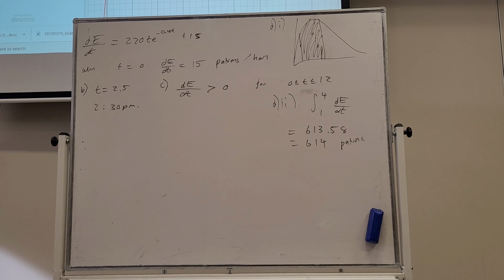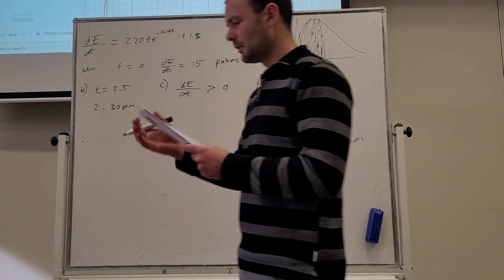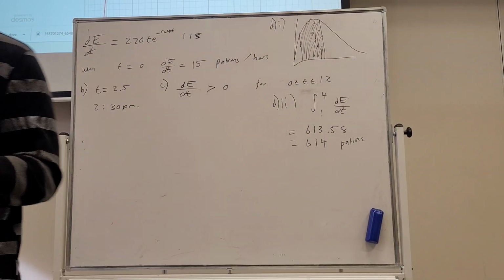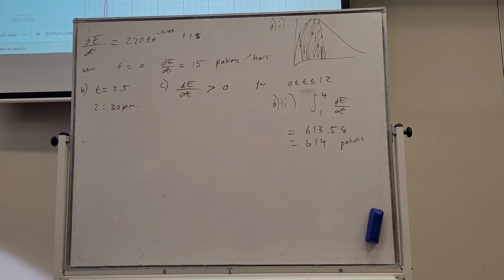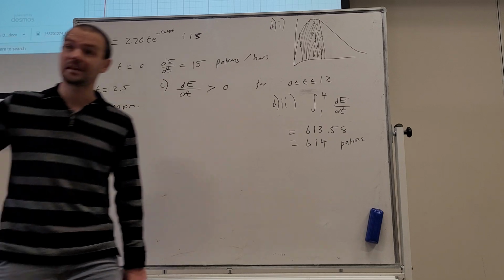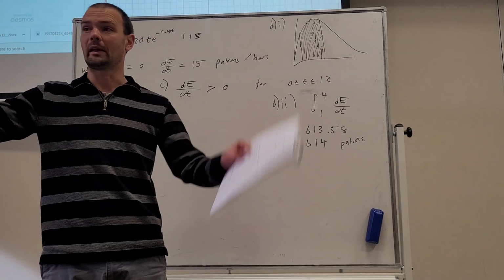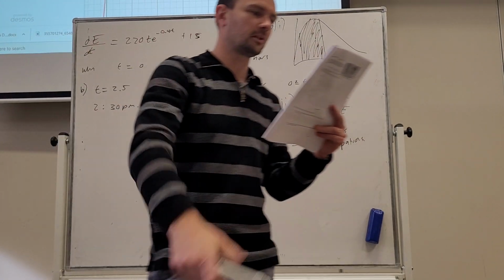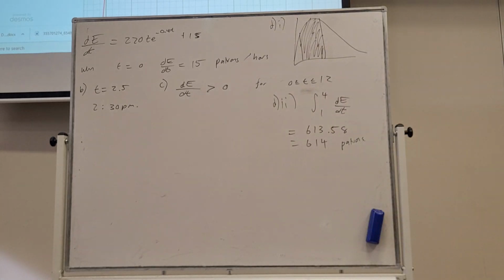All right, turn the page. Gets complex now. The rate dL on dt at which patrons leave the venue over 12 hours is modeled by this function. Okay, so we've got people coming in, but now we've got people going out as well. All right, so we're complicating things. On the axis of page 2, sketch a graph of dL on dt.